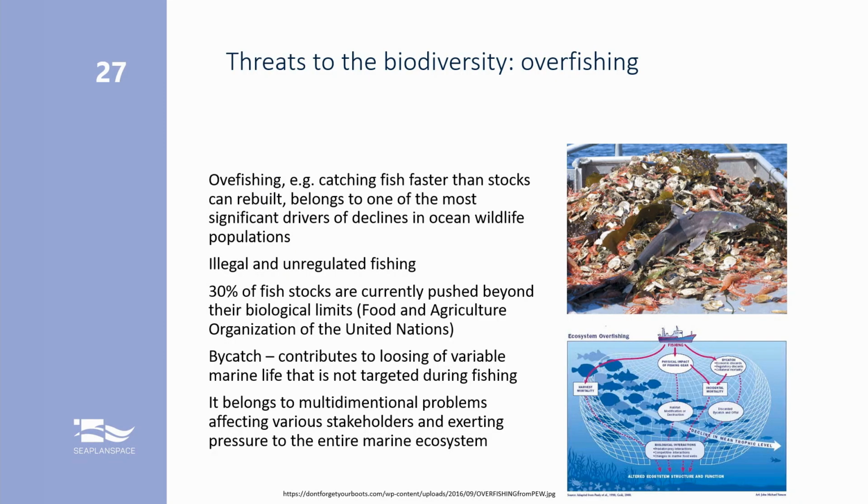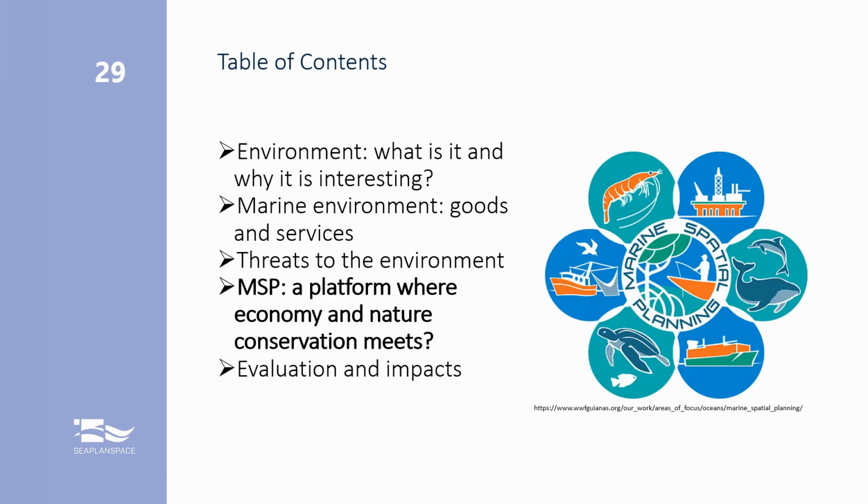This also exerts a very strong pressure on the entire marine ecosystem. It also has the ability to change the entire ecosystem. So we like to fish big fish populations, and so we are changing food webs and food chains at their upper consumers. One way of changing this is marine spatial planning. It can be a platform where economy and nature conservation meet.